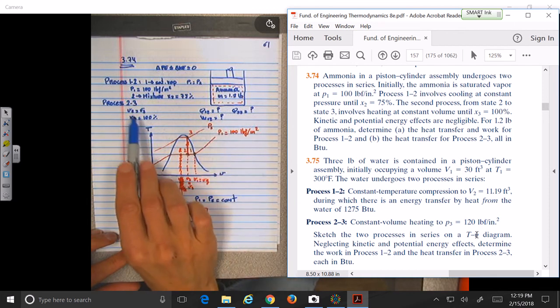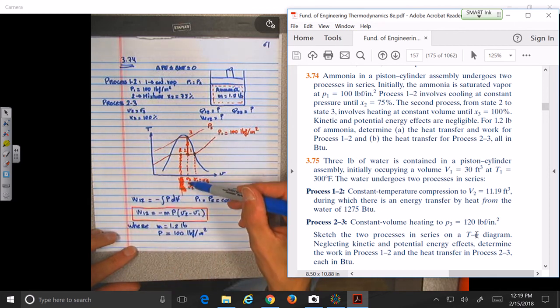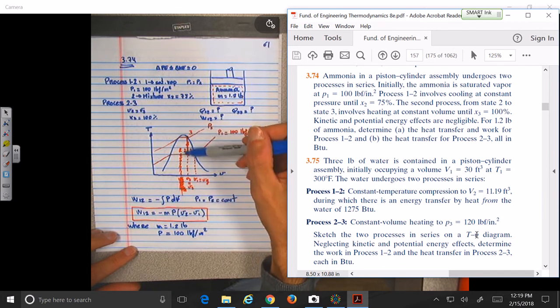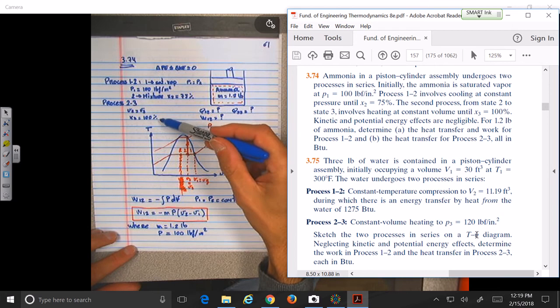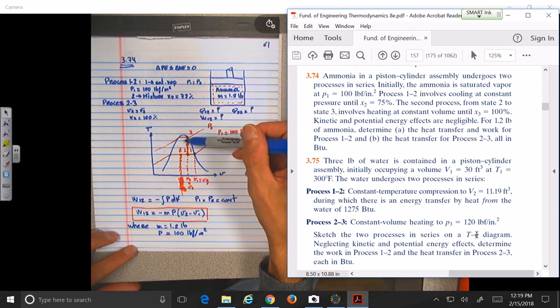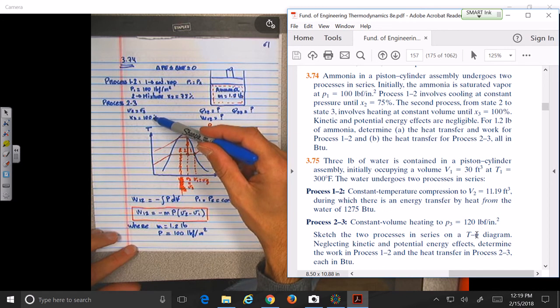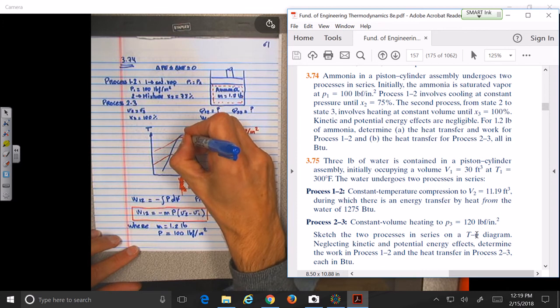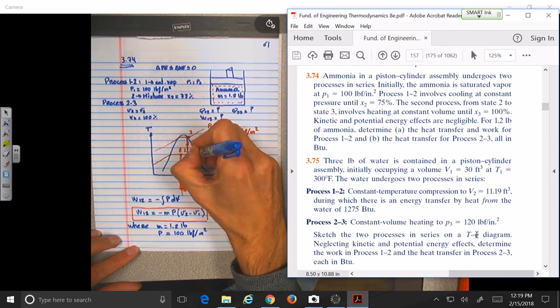Then process 2 to 3, we know V2 equal to V3. So we are over here, V2 equal to V3. And this time we are heating. Again, this is a heating process, and we heat it until we go back to state 3, which is 100%, which means 100% gas, no? So we need to go back again to this point over here.